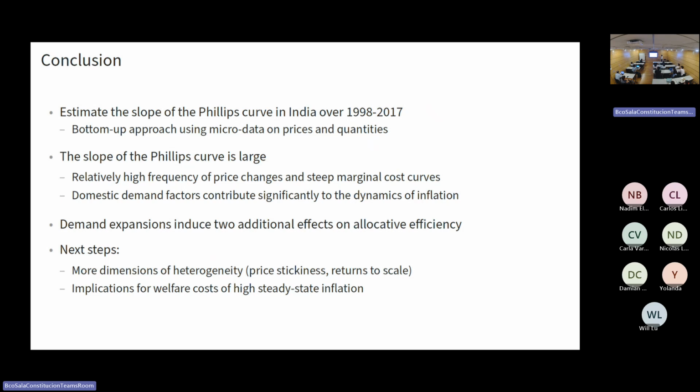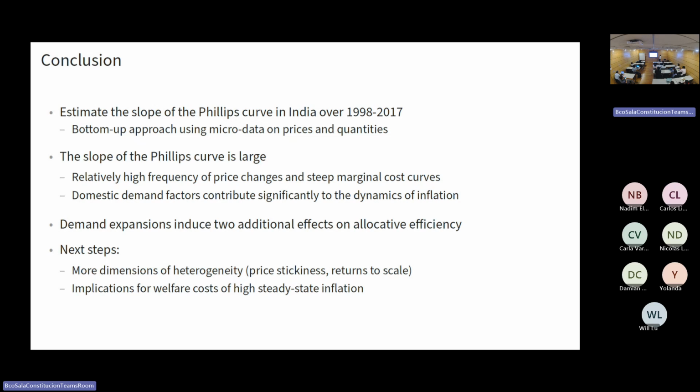Okay, so I don't like conclusions very much, so I'm just going to go very fast. I said what I told you. So this is a bottom-up approach of using microdata in order to estimate the pass-through prices and quantities, and then use a theory in order to aggregate them up into something that is the slope of the Phillips curve.